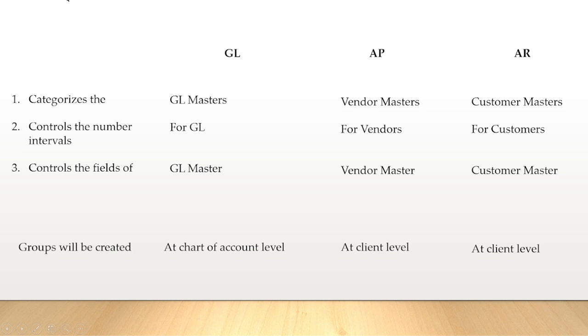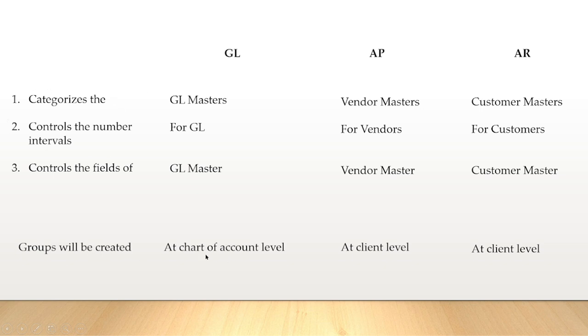What are the benefits of grouping? First one, it categorizes the GL master in case of GL, the vendor master in case of AP, and the customer master in case of AR. Second, it controls the number intervals for GL, for vendors in case of AP, and for customers in case of AR. Third, it controls the fields of the GL master, the vendor master in case of AP, and the customer master in case of AR. These are the benefits of grouping.